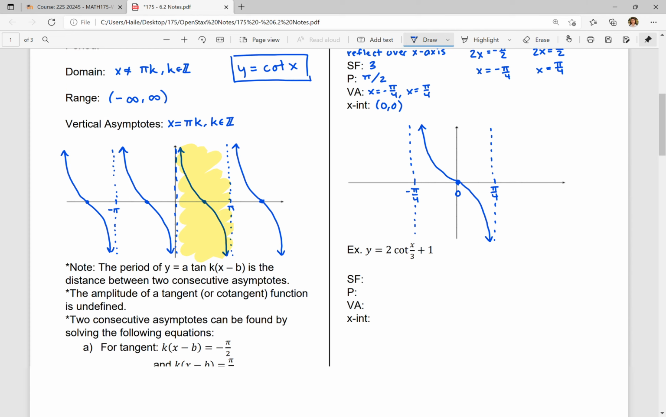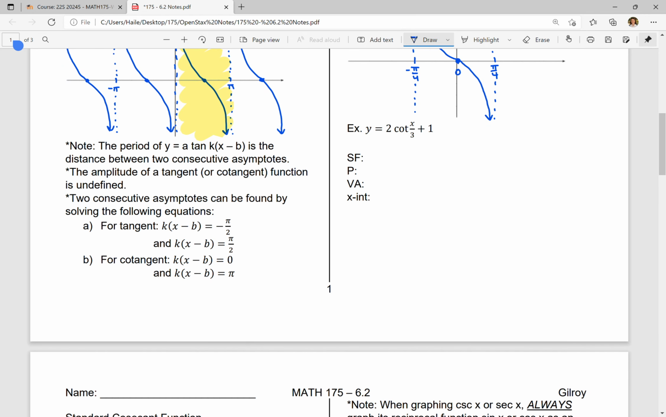And we have one final example involving cotangent. So this time we have y is equal to 2 times cotangent of x over 3 plus 1. So this time, let's find our vertical asymptotes. So we're going to have x over 3 is equal to 0, and x over 3 is equal to pi. So remember the initial asymptotes of cotangent are 0 and pi, so instead of setting it equal to negative pi over 2 and pi over 2, we're going to set it equal to 0 and pi. And solving these equations, we get x is equal to 0 and x is equal to 3 pi. So these are my vertical asymptotes.